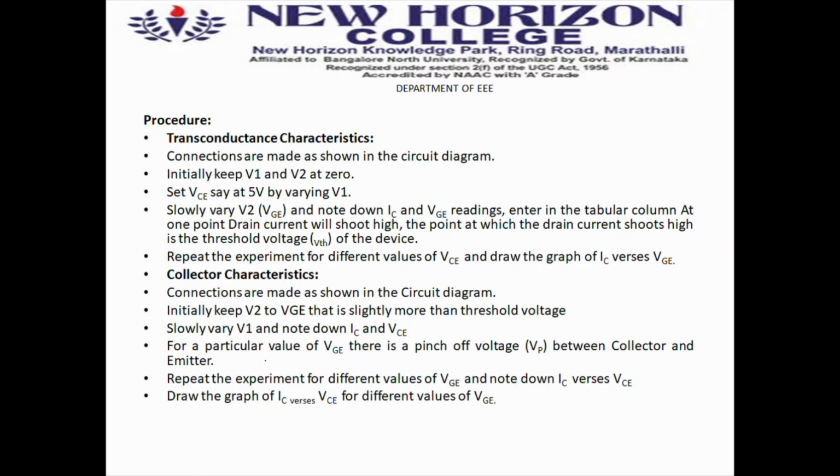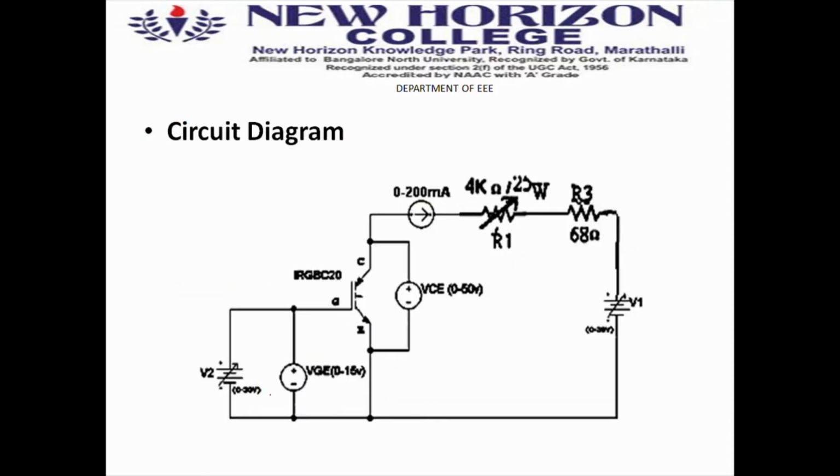Now this is the procedure to do the transconductance and collector characteristics, and this is the circuit diagram to do the experiment. So the circuit is the same. The only thing is, instead of using MOSFET as in the previous experiment, here they use IGBT. So now let us go for the connection. The connection has to be given as per the circuit diagram. Let us check how it has been given.